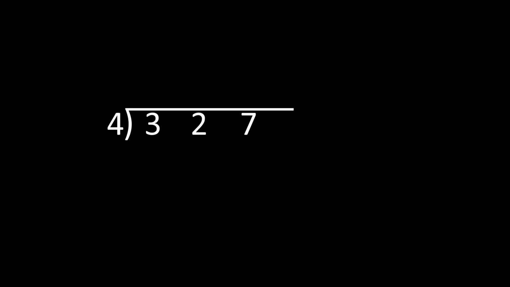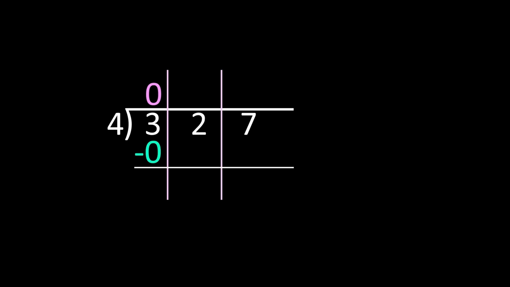This example is 327 divided by 4. The first thing I want to do is section my problem off. So I'm going to put the lines in between each digit of my dividend. And I'm going to start in the first section with 3. 3 divided by 4 is 0. I've divided, now I need to multiply. 0 times 4 is 0. Now I subtract. 3 minus 0 is 3. Now, instead of bringing the 2 down, I'm going to bring the 3 up into my next section of the problem.